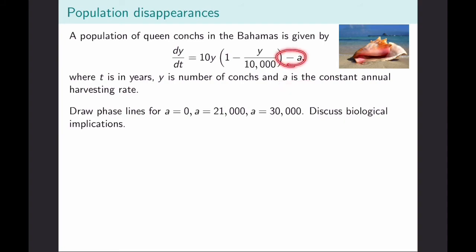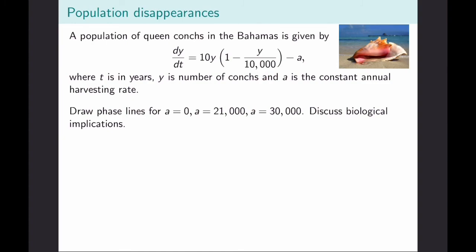So what we would like to do is figure out how many queen conch can be harvested by humans without affecting the overall population size. What the question here asks is to draw phase lines for different values of the annual harvesting rate and then discuss biological implications for each one. Now, we can, of course, plug in one value at a time and draw the phase line one at a time, but let's try to be a little bit more efficient about it.